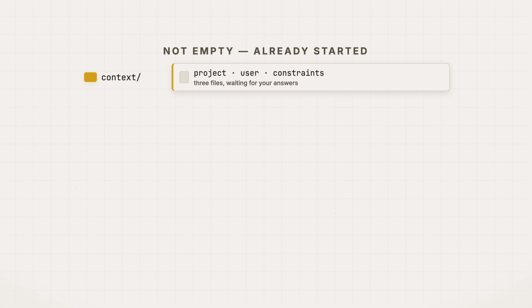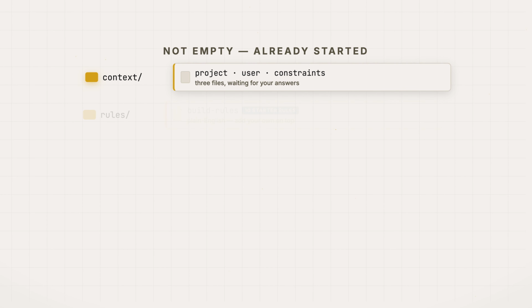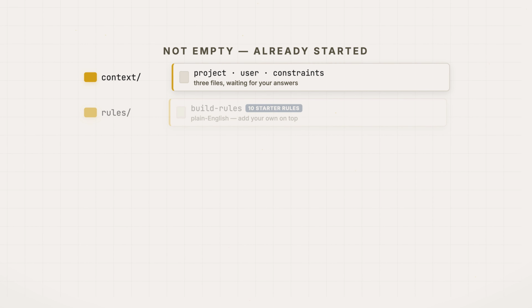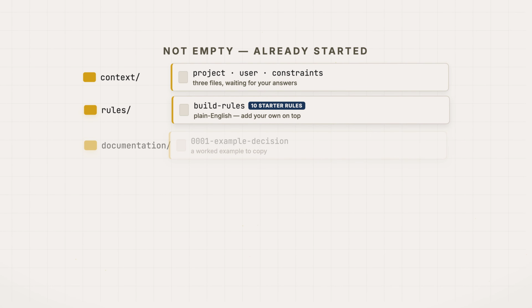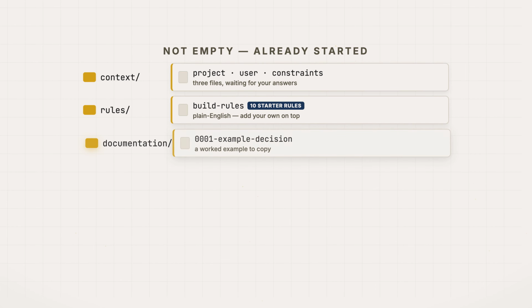And it's not 5 empty folders with nice labels. Open them, and the work is already started for you. Context has 3 files waiting for your answers. One for what you're building, one for who it's for, one for your constraints. Rules already has 10 starter rules, written in plain English, the universal ones that apply to any project, ready for you to add your own on top.